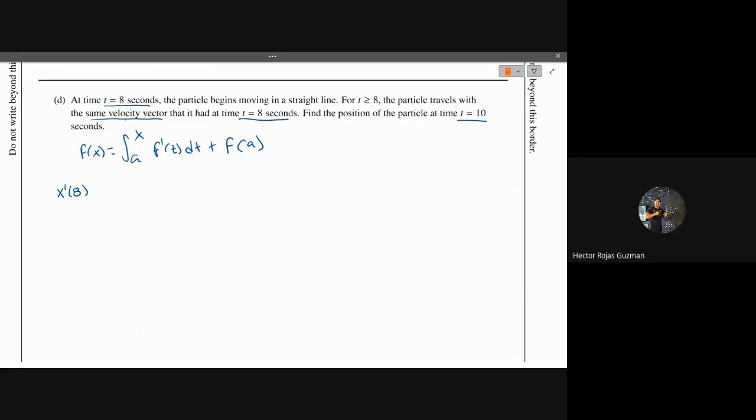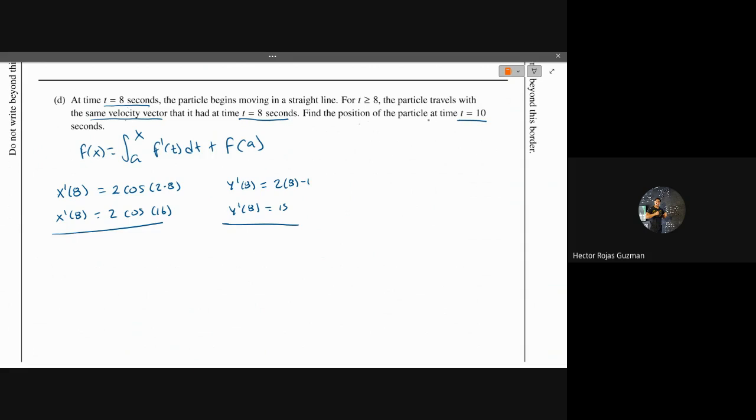x prime was 2 cosine of 2t, right? So x prime of 8 equals 2 cosine of 16. y prime, the velocity vector, was 2t minus 1, so 16 minus 1, 15. That's the velocity. At 8 seconds, the particle hits this velocity, and then it maintains this velocity for every second after that.